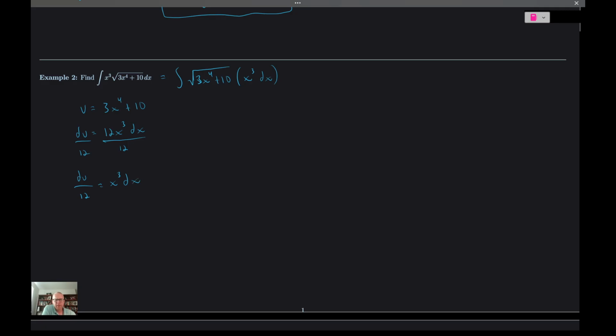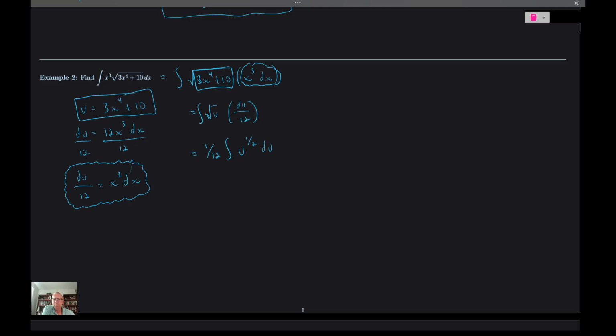Okay, so now we have this, and then we have our squiggly part around that. So we box that, and now it's just making a substitution. We have square root of u, so we get the integral of square root u, and then x cubed dx is du over 12. We can pull out the 1/12, so let's write 1/12, and we'll write square root u as u to the 1/2 du.